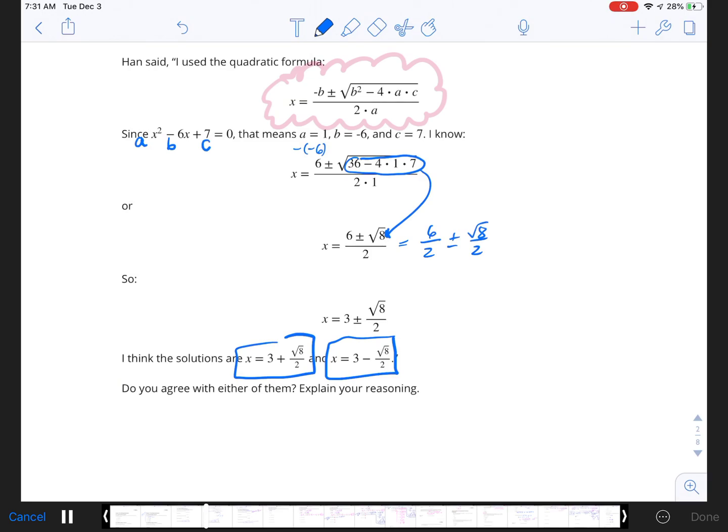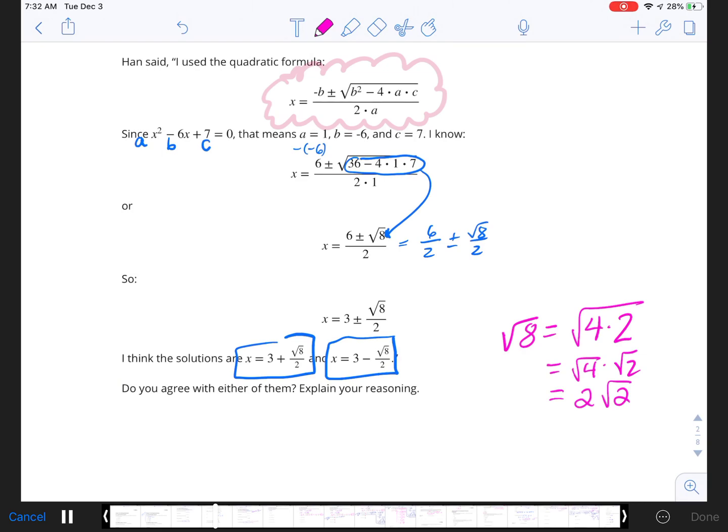Okay, so as we're looking at it, something I want us to think about is, what is the square root of 8? Does it have a perfect square living within it? The square root of 8 is the square root of 4 times 2. And the reason we do this is the square root of 4 is a number I know. The square root of 4 is 2. So I get 2 square root of 2.